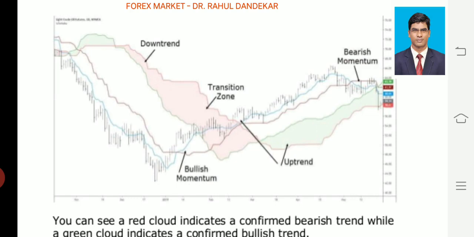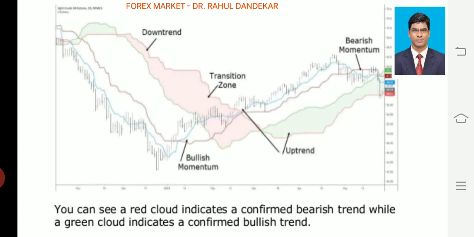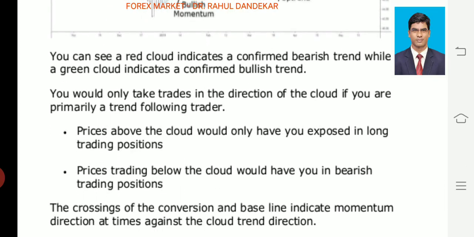Downtrend, uptrend, bullish momentum, transition zone, bearish momentum. You can see a red cloud indicates a confirmed bearish trend, while a green cloud indicates a confirmed bullish trend.